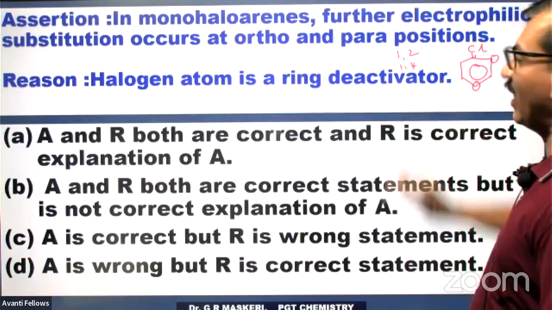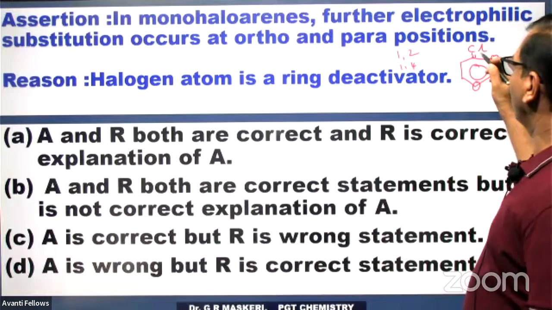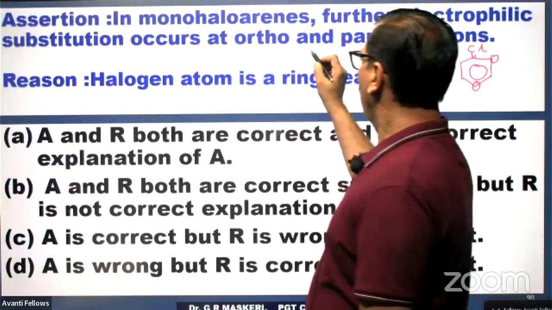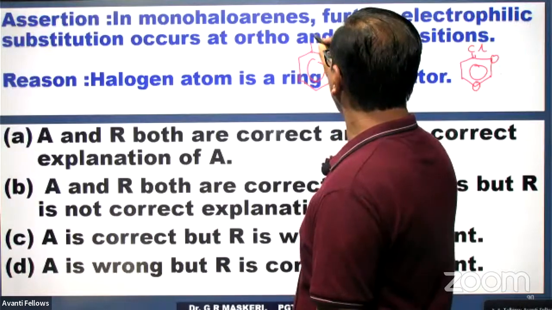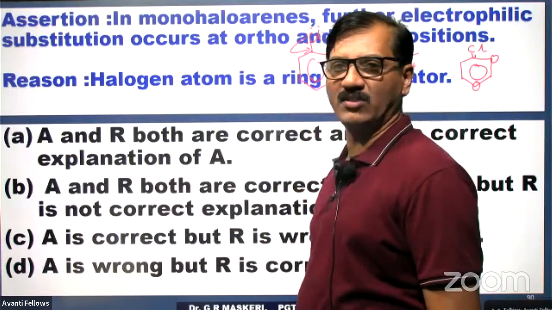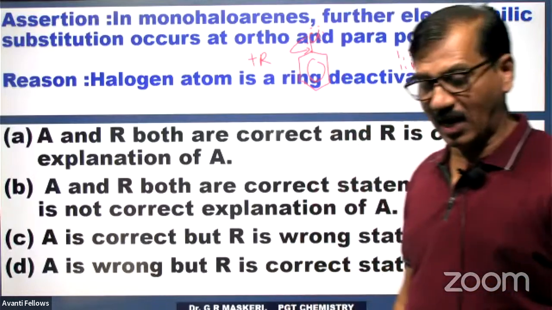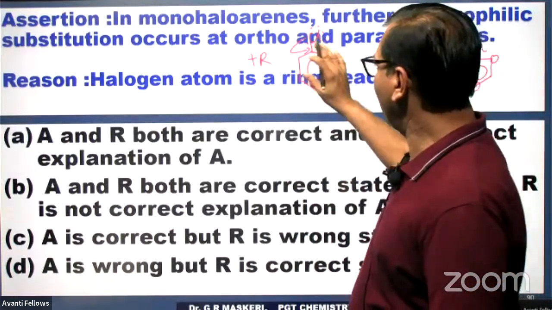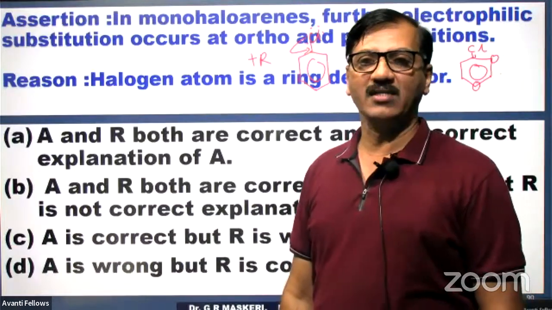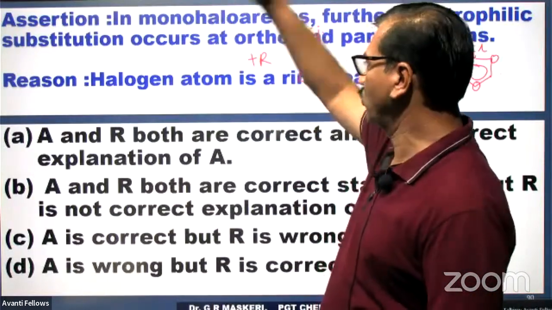Halogen atom is a ring deactivator. This is another thing in NCERT books, especially given in the highlighted box, right? In chlorobenzene, this chlorine is a deactivator. What do you mean by this? There are two effects that you have to understand in chlorobenzene. One is that this chlorine has a lone pair of electrons, and it can give it to the conjugation system. This is called plus R effect. Thereby, it can activate the ortho and para positions, making them electron rich. Electrophiles will be substituted there. That is one thing, and because of this, electrophilic substitution occurs.